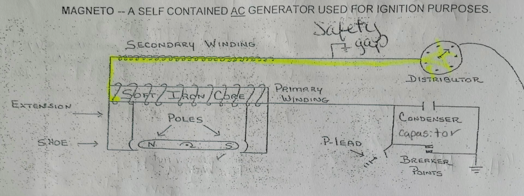Primary breaker points open, stops the flow of current in the primary coil. The primary coil's magnetic field collapses. The magnetic flux lines around the secondary coil winding induce a pulse of high voltage current that is needed to fire the spark plugs.